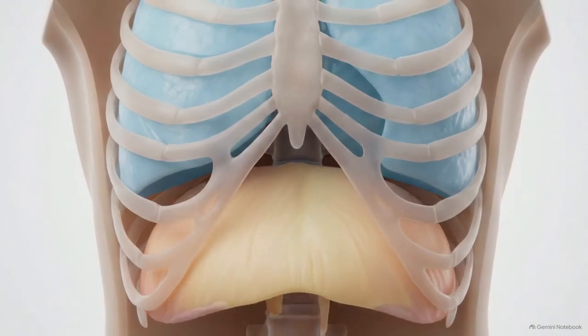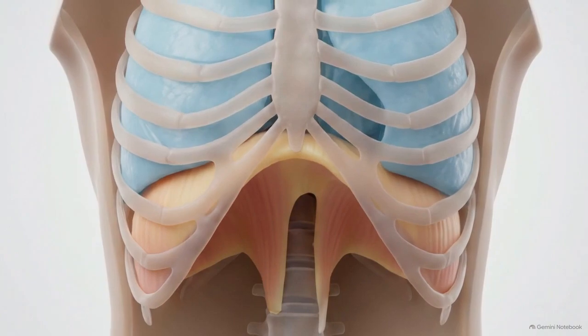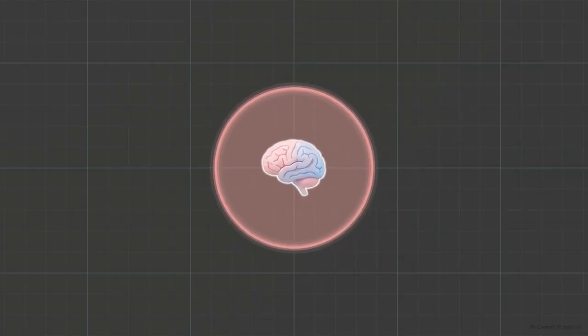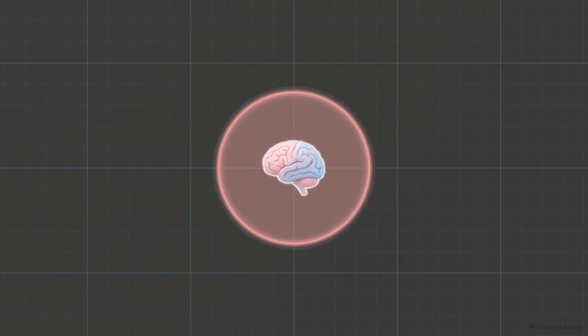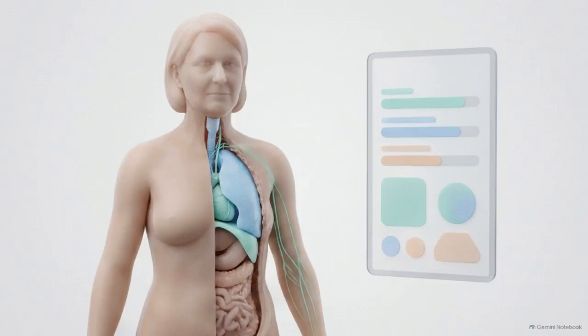Without warning, the patient's diaphragm locks into a state of rigid tonic arrest. Spontaneous respiration stops completely, leading directly to hypoxic syncope, a sudden loss of consciousness driven by acute oxygen starvation. This chart details the profile of a 58-year-old female patient with a confirmed diagnosis of clinical dysautonomia.